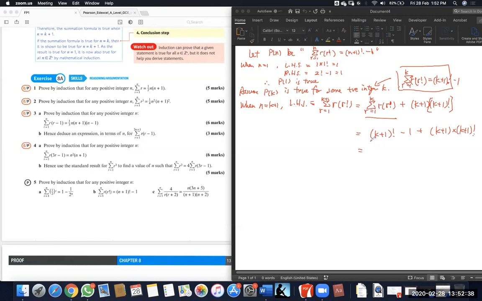And then you can add these two terms together. So this one is 1 times k plus 1 factorial, and this is k plus 1 times this one. So you get k plus 1 plus 1, k plus 2, times k plus 1 factorial. And then you get k plus 2 factorial minus 1. So actually this one is the right hand side one when you replace n to be k plus 1.